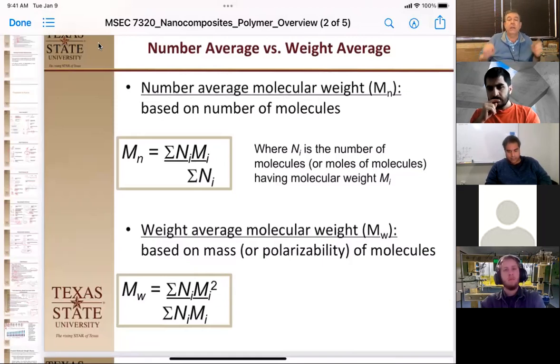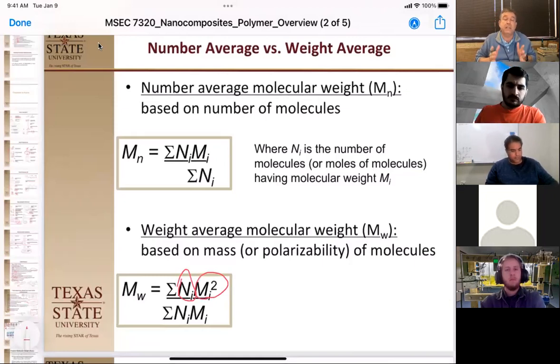Okay, however, because properties are influenced by the higher molecular weights, we have what we call the weight average molecular weight. In the weight average molecular weight, what we do is we square the molecular weight and then multiply it by the number that are those. This means that when we square it, the higher molecular weights tend to influence the number we get out more.